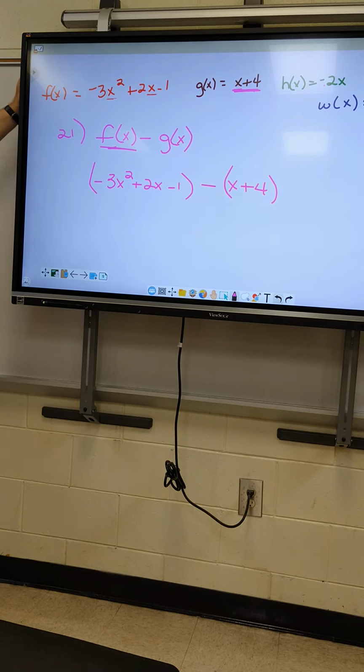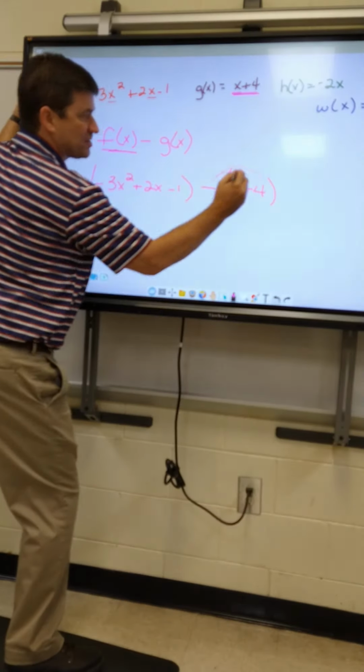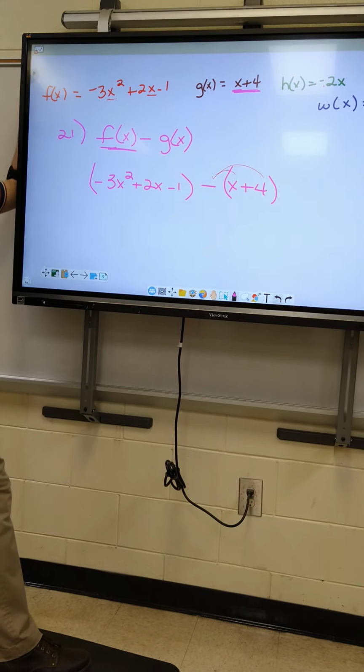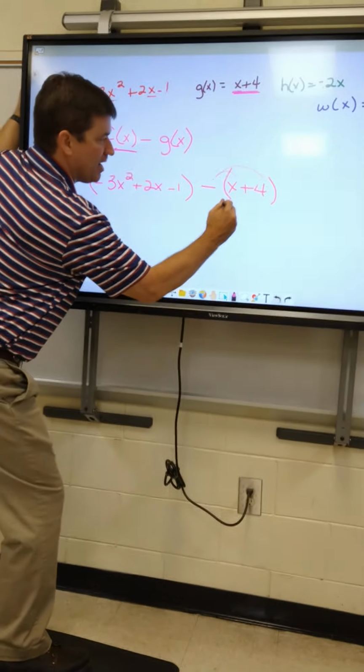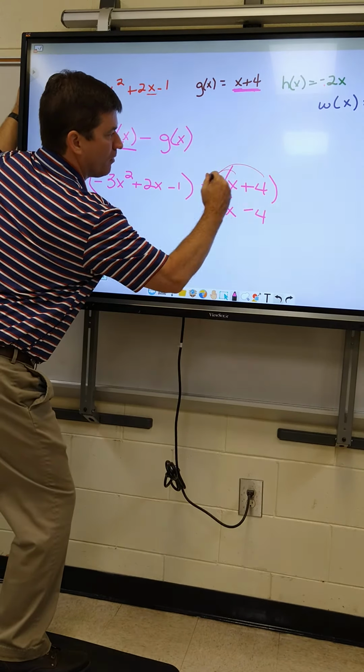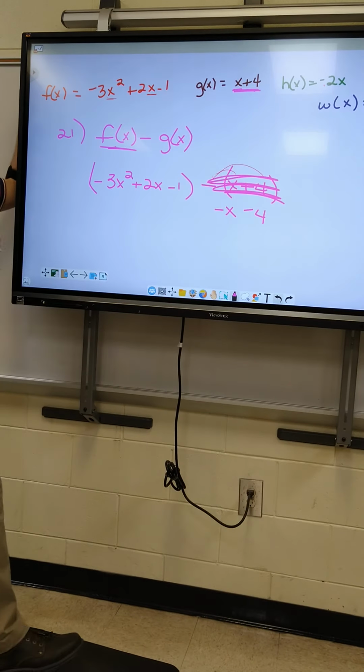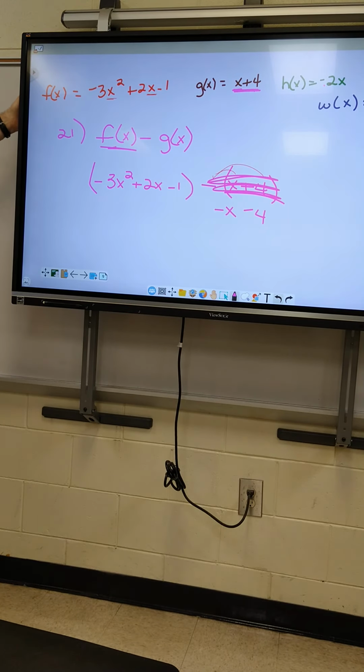Now, there's an extra step on this one that like 8 of you forgot. What's the extra step? You have to distribute this negative sign. If you don't, Jameson, you're going to miss it. So look, that turns that into negative x and negative 4. Now you just add up like terms and you're finished. Okay. That's all we got to do. So the ones who missed it just forgot to distribute the negative.